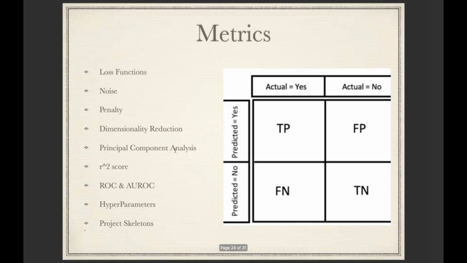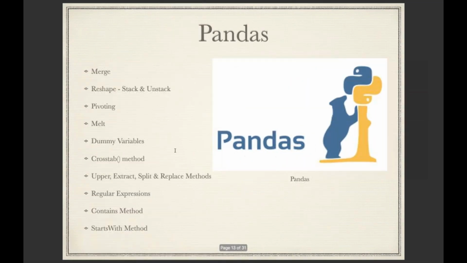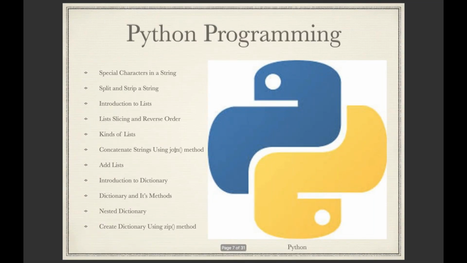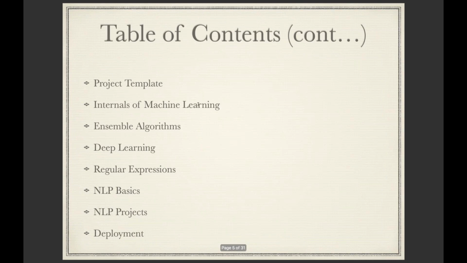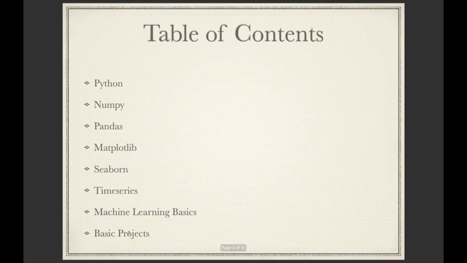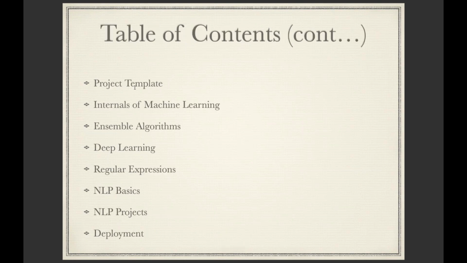If you look at this curriculum, let me show you the table of contents. Here you can see machine learning basics, basic projects. Before that, libraries, Python, right? And then the project template. And then I told you we're going to give you 4 to 5 data sets. You need to complete them within a span of 4 to 5 days. And then we will get into the internals of machine learning.